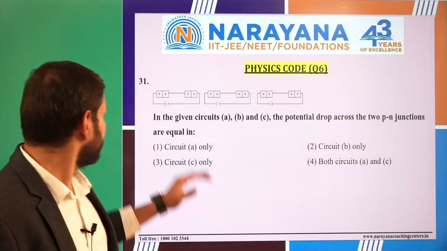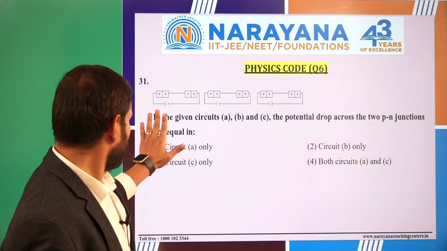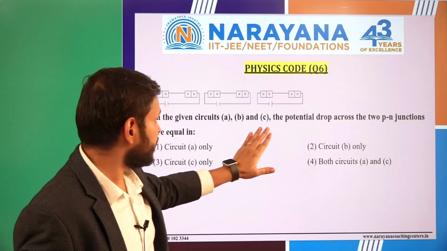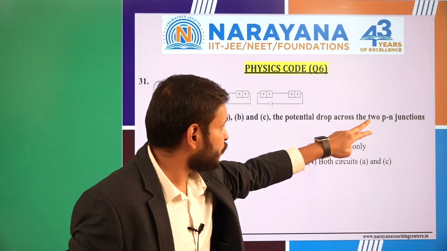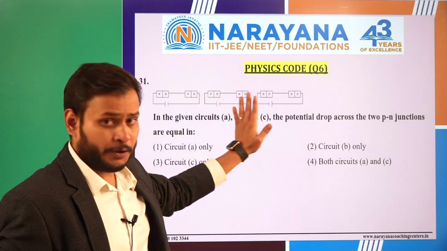So we are on question number 31 of code Q6. Over here we have been given three figures A, B and C. In the given circuits A, B, C, in which circuit are the potential drops across the two PN junctions equal?